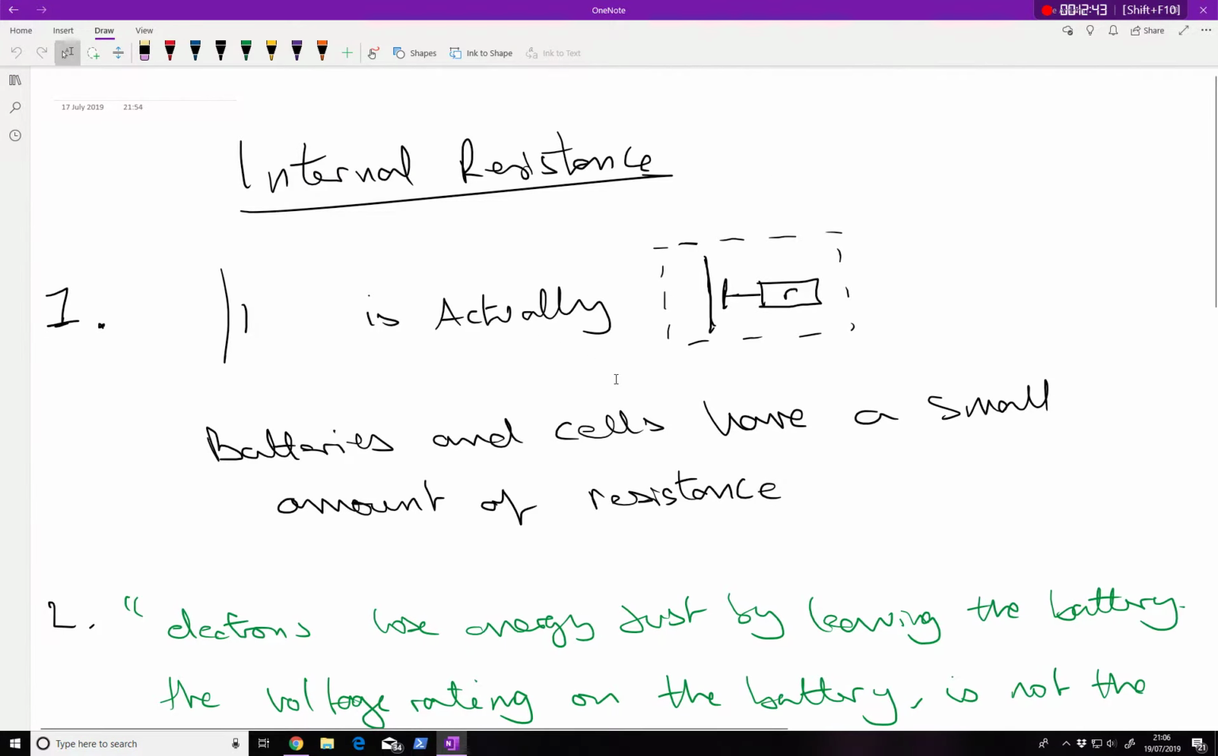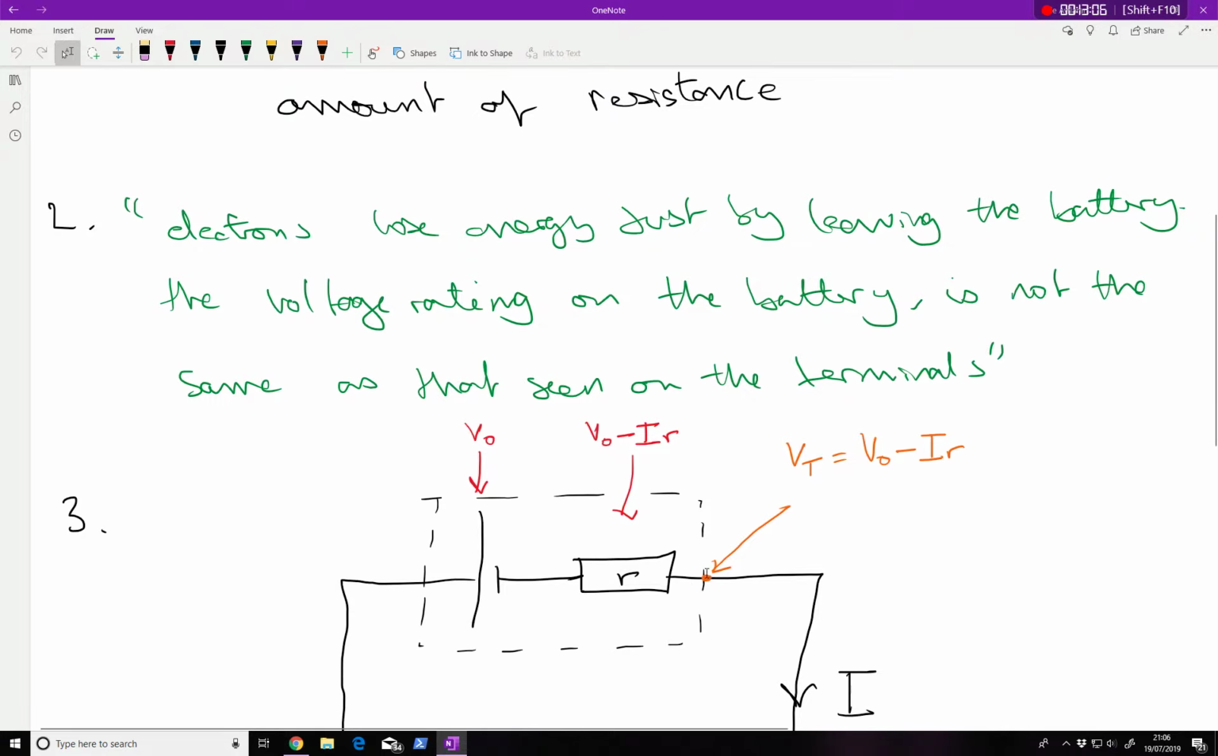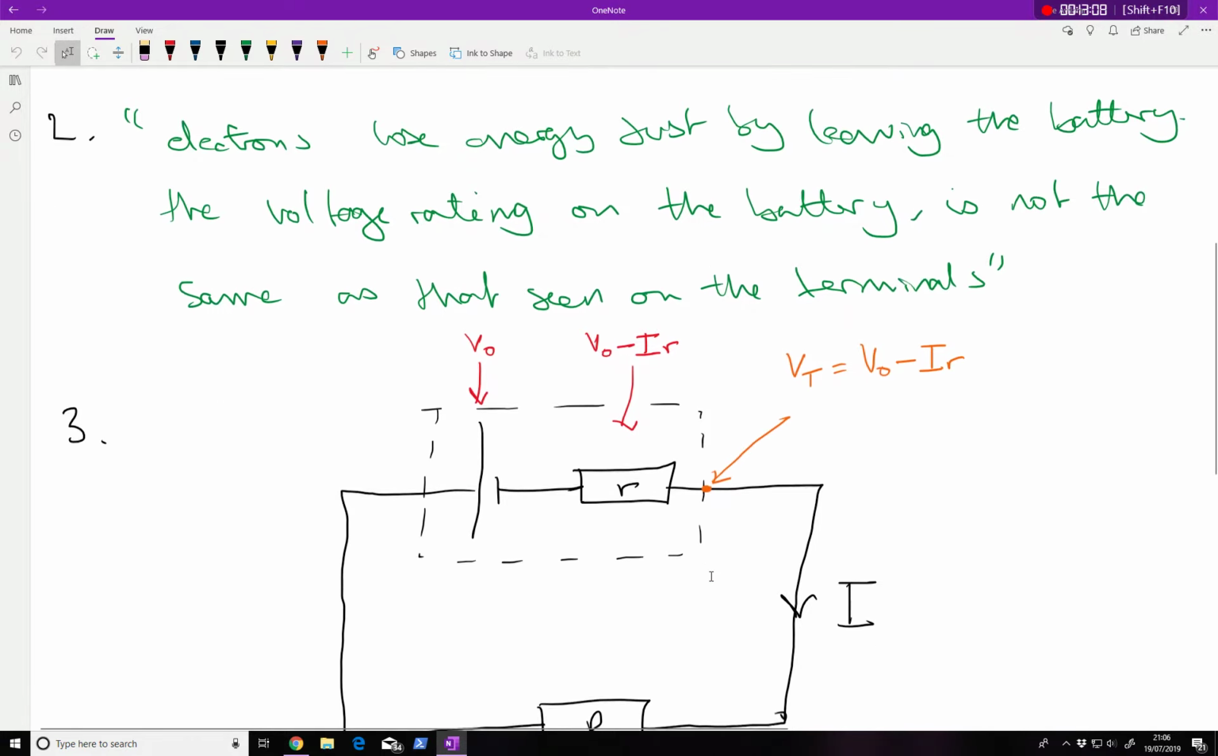Internal resistance. Internal resistance basically states that no battery is perfect. Every battery or cell has an inherently small resistance. So basically, electrons lose energy just by attempting to leave the battery. So the voltage rating on the battery is not exactly the same as that seen by the rest of the circuit on the terminals. The terminal here that I've denoted in orange.